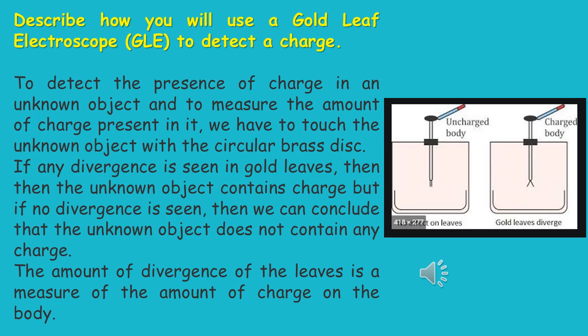And if divergence is seen, that means the gold leaves are moving away from each other, then we can conclude that the object contains charge. The amount of divergence of the leaves is a measure of the amount of charge on the body. If the divergence is more, the object contains a greater amount of charge.